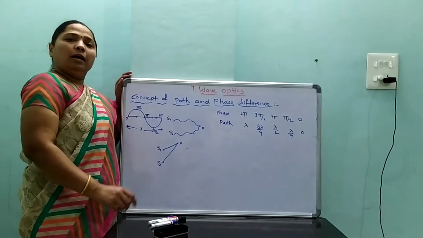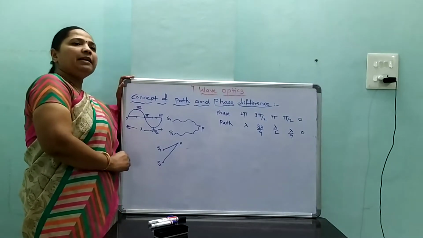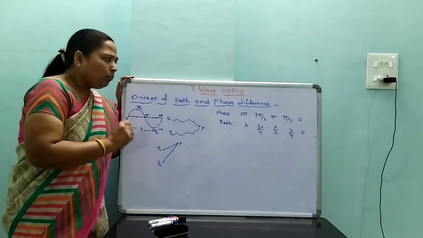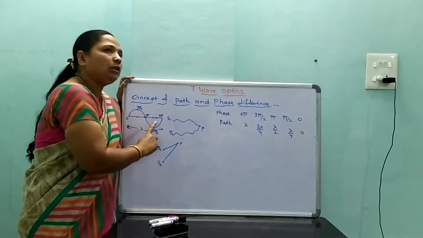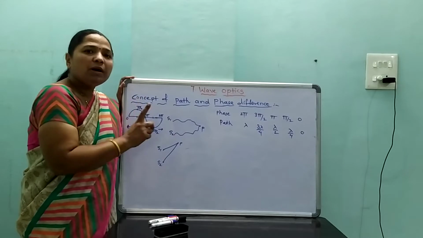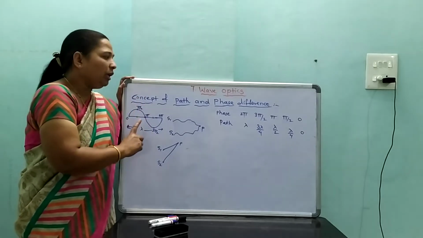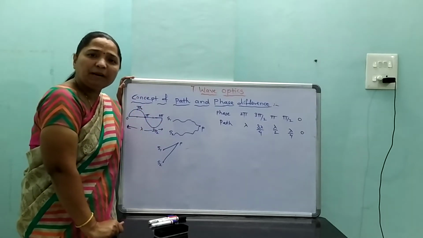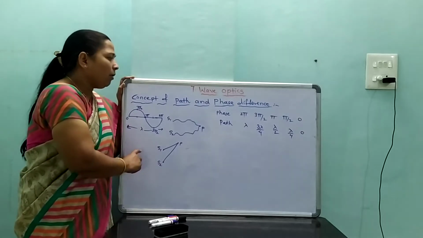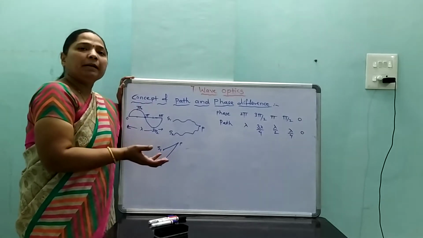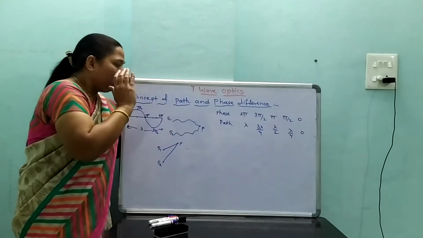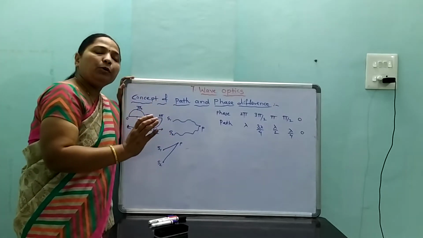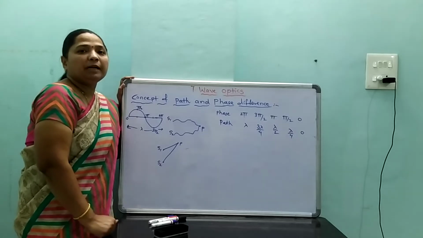Now, in constructive interference and destructive interference, the most important condition is this: when the path difference between the two waves is an even multiple of lambda by 2, then we get the constructive interference pattern. And for the destructive interference pattern, when the path difference is an odd multiple of lambda by 2, we get the destructive interference pattern.